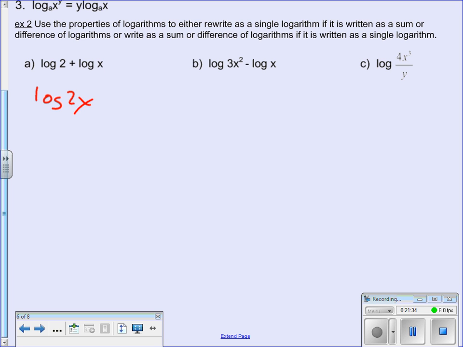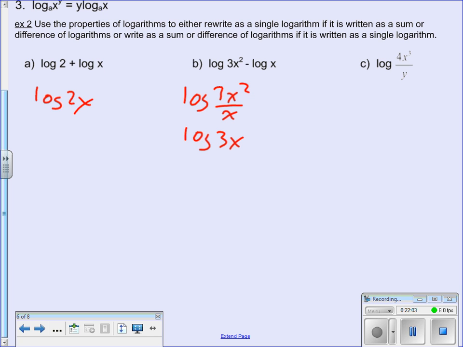This one here, the log of 3x squared over x, which is the log of 3x. Being able to simplify these things is a big deal. It may not seem like it, but if you can rewrite things in a simpler form before you apply calculus to it, it makes life a lot easier. And that's what this stuff is about.